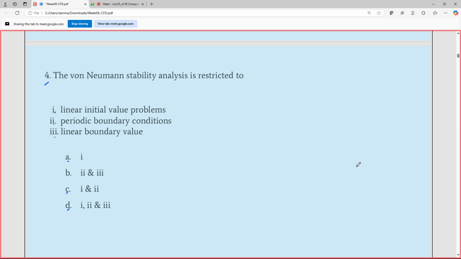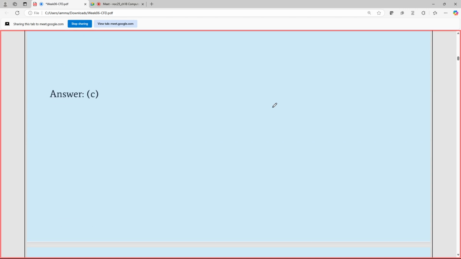The answer is option C. That is, von Neumann stability analysis can be applied to both linear initial value problems and periodic boundary conditions. Moving on to next question.